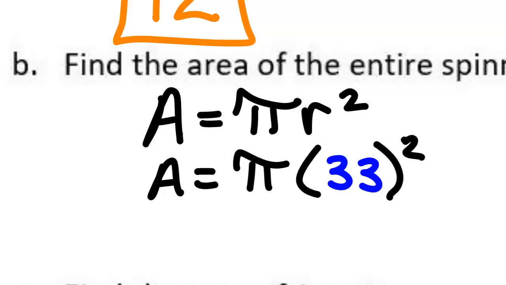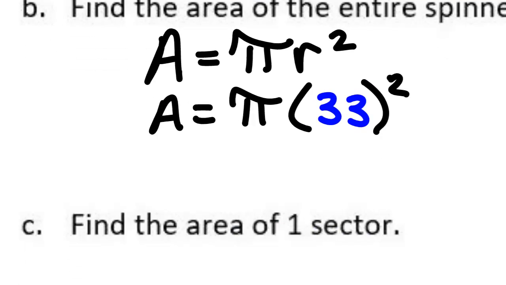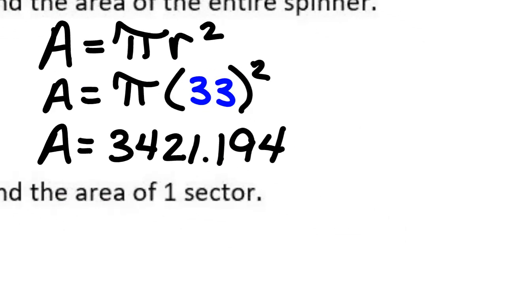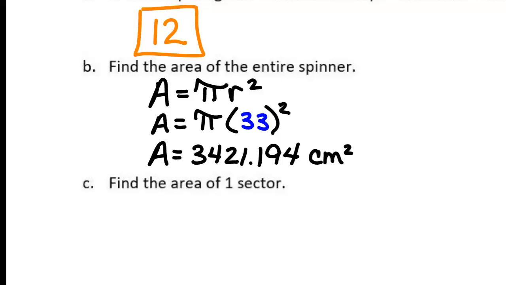And then we need to grab our calculators at that point. When you pop this into the calculator, you get approximately 3,421.194. And do we need to put units with that? Centimeters squared, yes. Squared units because we have found area.